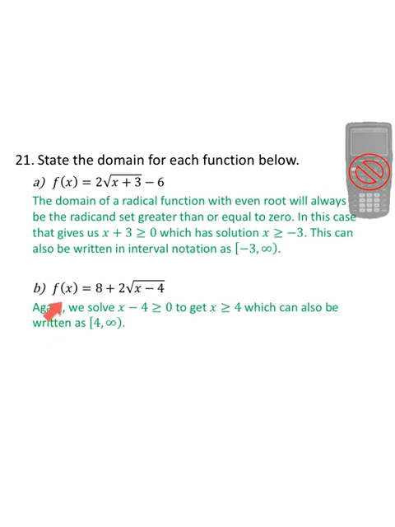Similarly for part B, f of x equals 8 plus 2 square root of x minus 4. This x minus 4 under the radical, that's the radicand, has to be greater than or equal to 0. Let's add 4 to both sides. We get x is greater than or equal to 4. And we can write that in interval notation as the interval closed bracket on 4 to infinity parenthesis.